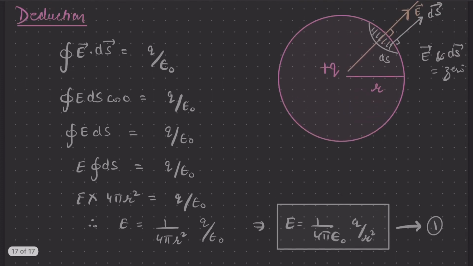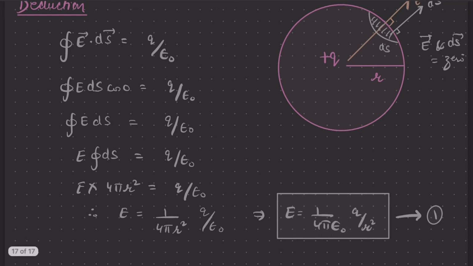So let us suppose that at this point at distance small r from the center of the sphere, we are having a test charge q naught placed over here. So it is just a consideration, it is just an imagination that we have just put a q naught charge over here, and let us now suppose that plus q charge is placed at center, so that the distance between plus q and q naught charge becomes r, that is equal to radius of the sphere. So now the charge which is placed at this point q naught will experience a force of repulsion because of plus q charge placed at the center of the sphere.